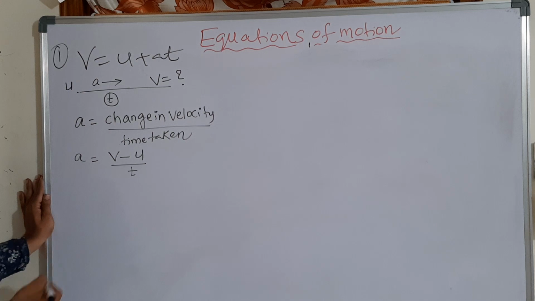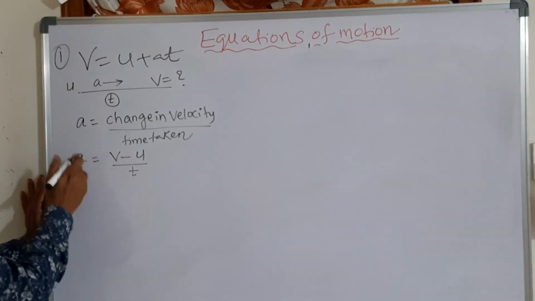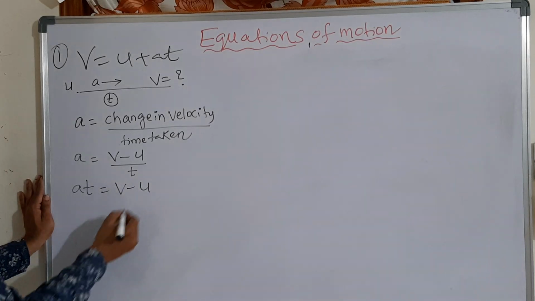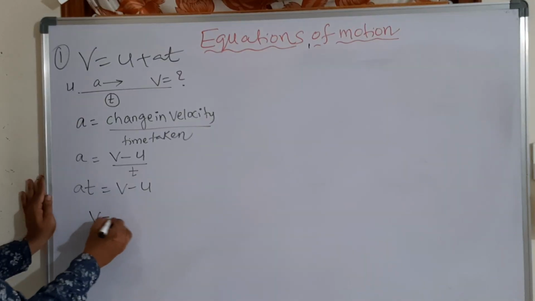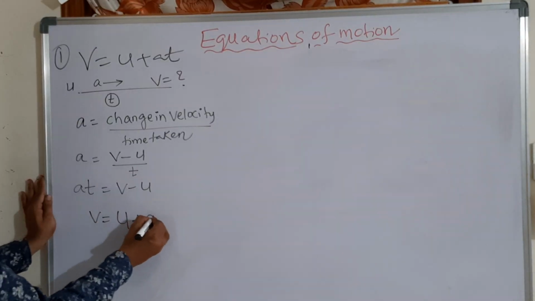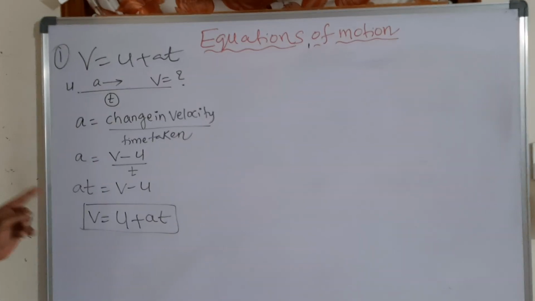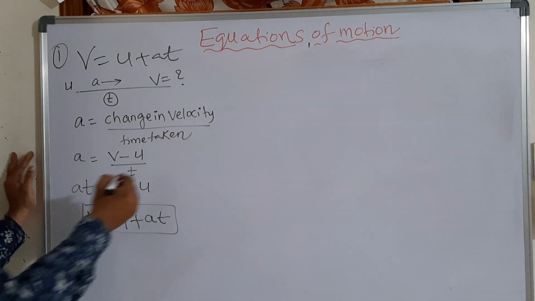So a is equal to v minus u by t. T comes this side, at is equal to v minus u. From this, minus u comes this side, v is equal to u plus at. So this is the first equation proof. V equal to u plus at.